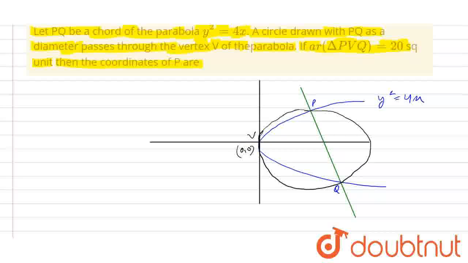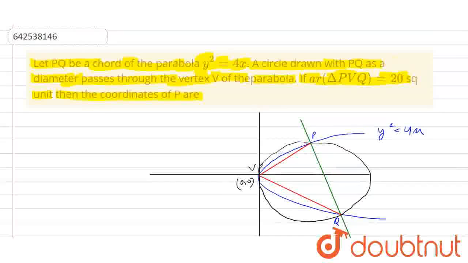Now triangle PVQ, so this point, this and this point, this is the triangle PVQ whose area is given to us. Now from here you can see that the angle at V will be 90 degree. Now this coordinate will be t square comma 2t, because we know that this is at square comma 2at, but here a is equals to 1, so this is t square comma 2t.